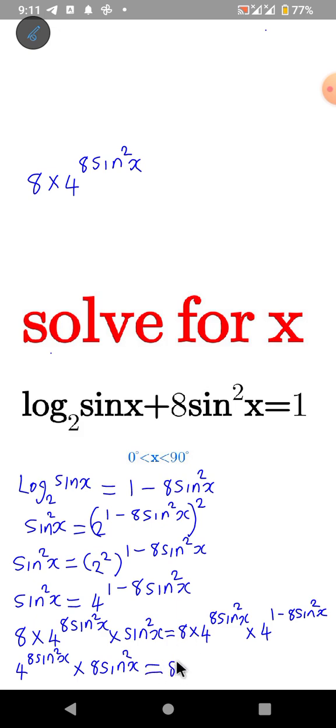This 8 times, now this and this have the same base, so I'm going to apply the law of indices here. I'll pick one of the base. We say 4 raised to the power of 8 sine square x. Since this is multiplication, we are going to put addition here, plus 1 minus 8 sine square x.